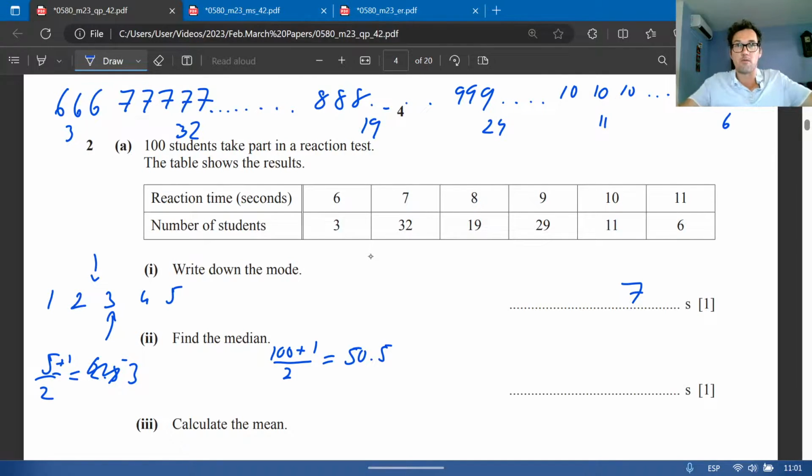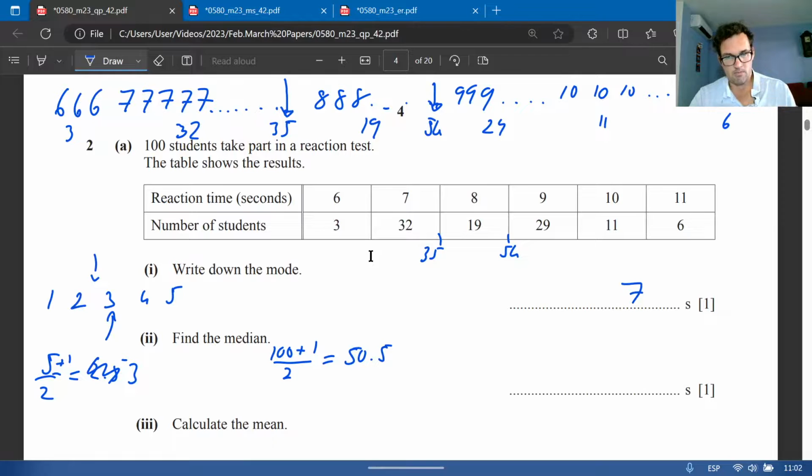So we split them in half: 50 people here, 50 there. The middle is between the 50th and 51st person. So where would that be? Well, we got 3 people lined up, then at the end of the 7s, 3 plus 32 is 35 people. And then there's another 19. So by the time we get to the end of the 8-second ones, that would be 54. Just like a cumulative frequency. 35 students up to here, 54 students up to here. So the 50th person and the 51st person will be one of these ones that took 8 seconds.